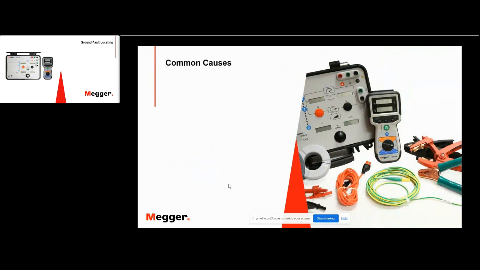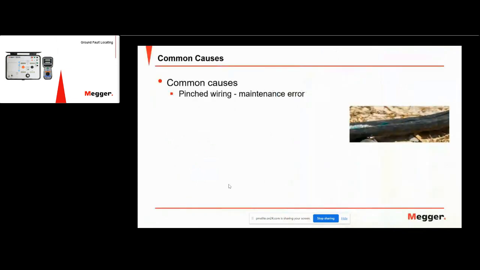So what are some of the common causes? Well, one very common cause is pinched wires. This can be due to maintenance. I've seen this multiple times. Maintenance crews come in, they do their work, and in the process, they pinch something and create a ground fault. Damaged wires, pests, we see this all the time. When you have equipment that's outdoors, pests can get in there and damage the wiring. They'll damage the insulation and create ground faults.